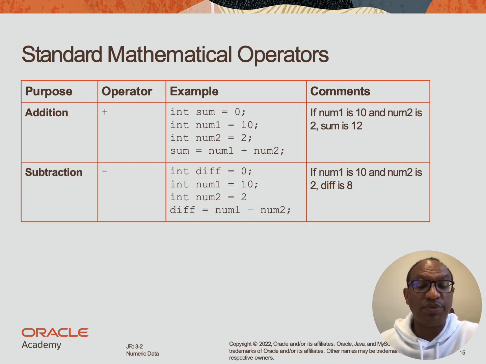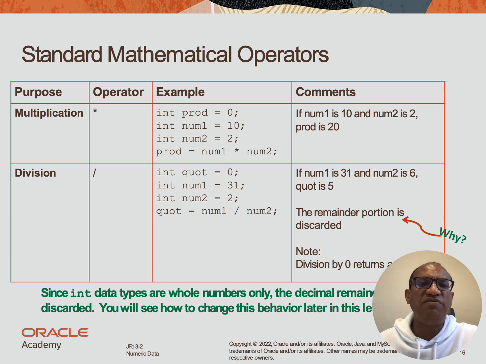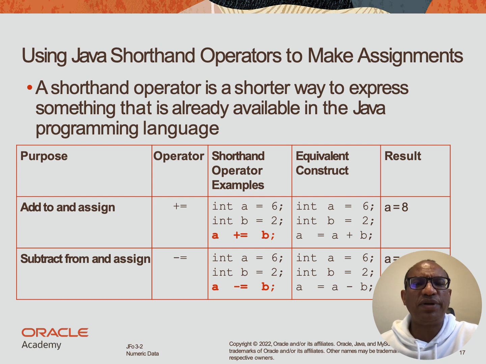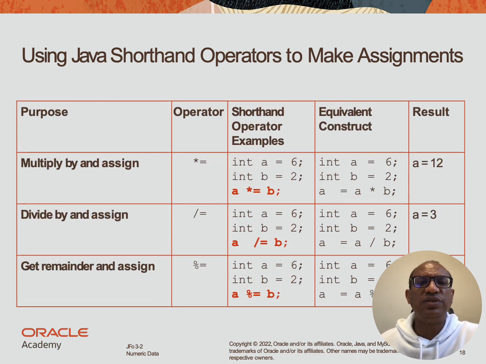Java supports the usual math operations, addition and subtraction using plus and minus as shown here. We also have multiplication and division using asterisk and slash. Division discards the remainder if you are using integers. Java has shorthand operators like += and -= which allows you to update variables more concisely. Other shorthand operators include asterisk equals, slash equals, and modulo or percentage equals for multiplication, division, and finding remainders.